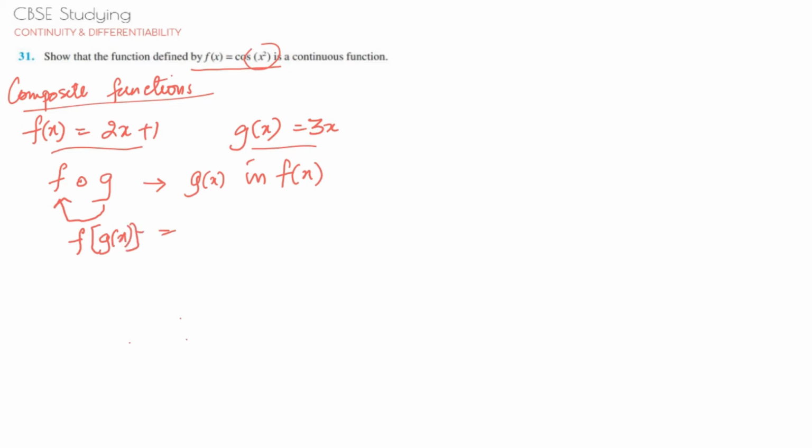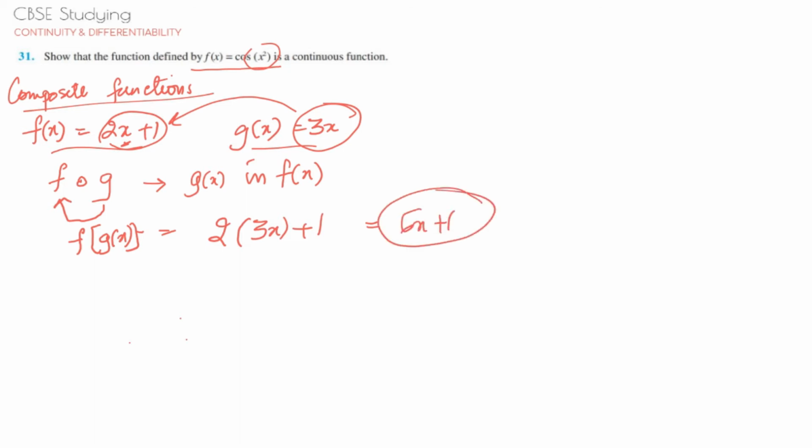So what will I do? In my f of x, I'm going to substitute g of x in the place of x. So I will write 2 into, in the place of x, 3x. 3x plus 1, that is equal to 6x plus 1. This is my f of g.